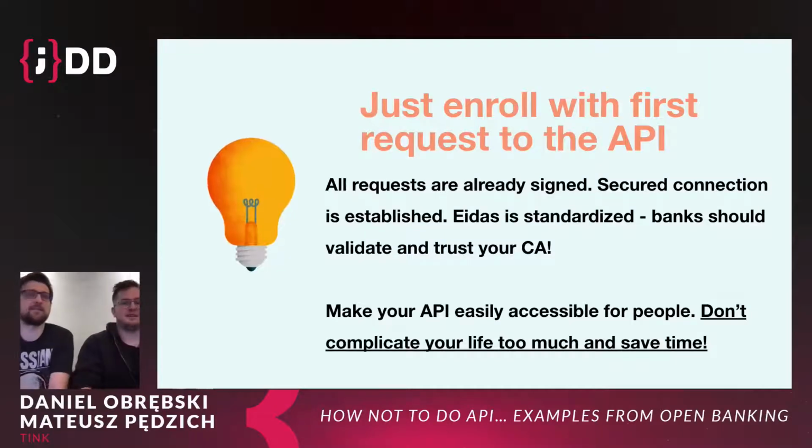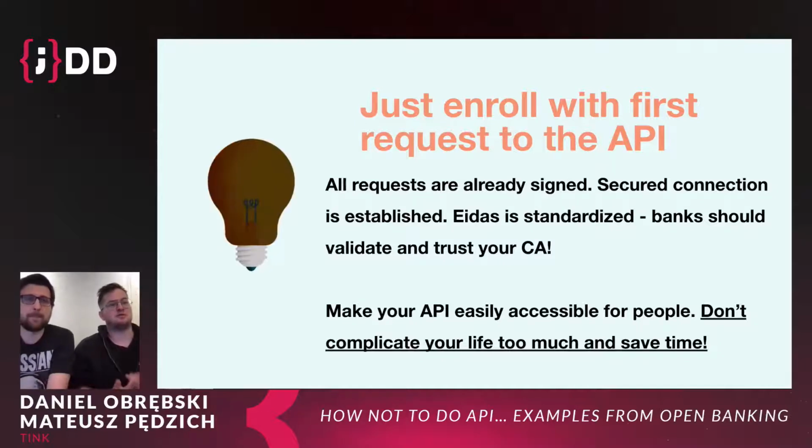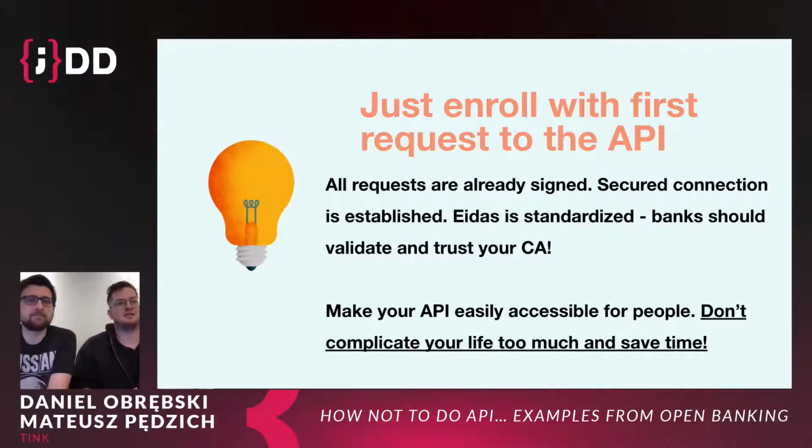Continuity is important. So what could be a solution here? Just enrolling with the first request to the API. This is done in many ways, but basically all requests are already designed. Secured connection is established. ADAS is standardized. What banks should do is only validate and trust our CA. So basically, make your API easily accessible for people. Don't complicate your life too much and save the time of the people.